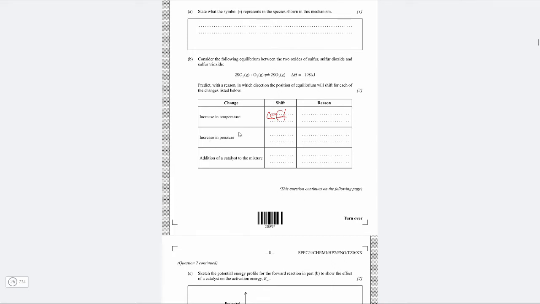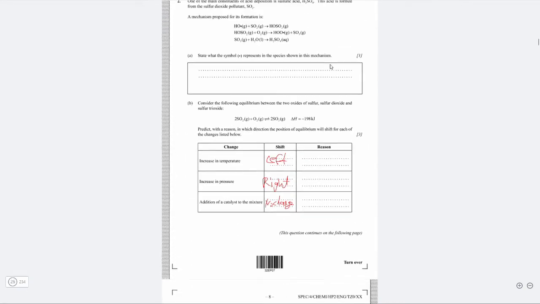So increasing pressure, the same kind of logic. Here we have 3 molecules of gas, here we have 2. So if you increase the pressure, it wants to decrease the pressure. And this is done by going to the right because it has 2 molecules while it has 3 here. So right. And addition of catalyst, no change. The catalyst never changes equilibrium in any kind of way, because it changes the path equally in the forwards and the backwards direction. So overall it doesn't change the equilibrium in any way.